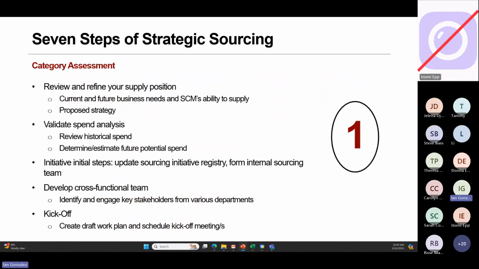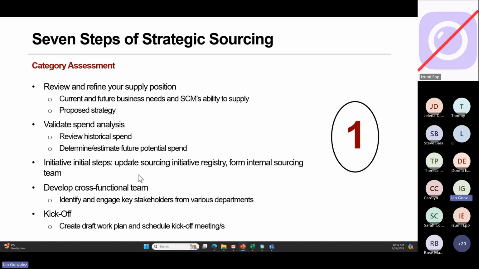Okay, so category assessment, or in other words, the analysis of where you are. All right, so you review and refine your supply position. Okay, so you look at your current and future business needs and your supply chain department's ability to supply the business. And you could even make proposed strategies for exactly that. How do you make sure the business can keep running? Okay, you validate spend analysis. So review your historic spend and determine if future or potential spend may happen. So a little bit of forecasting if you can.